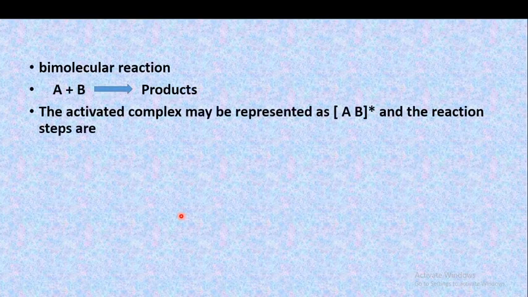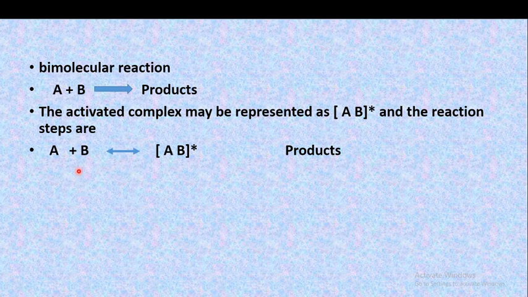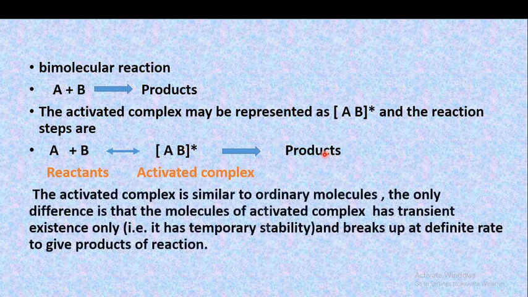For a bimolecular reaction A plus B gives products, the activated complex can be represented by AB star. The steps are: A plus B gives AB star, that is the activated complex, and this activated complex gives products. Here A plus B are the reactants, AB star is the activated complex, and it is converted into products.